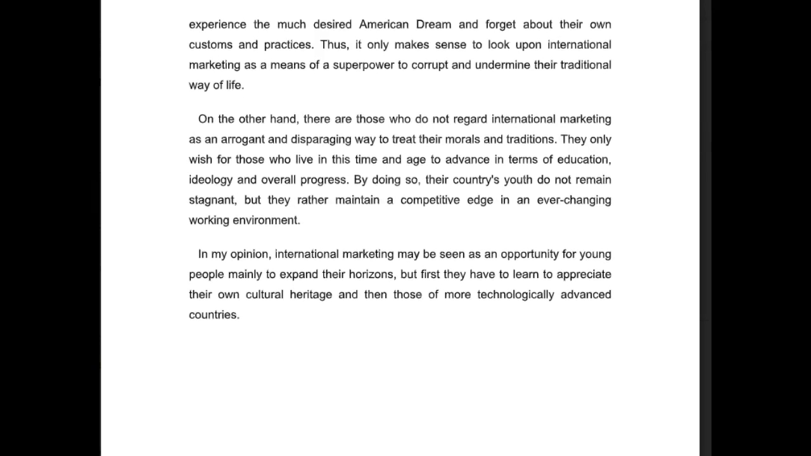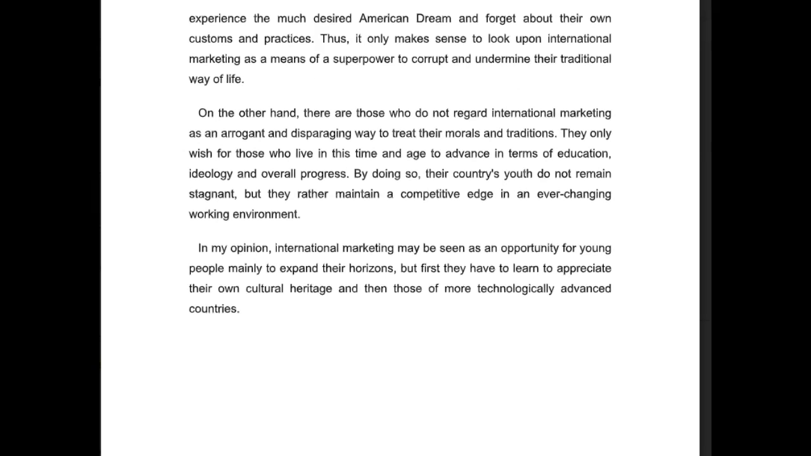Now let's look at the next paragraph. On the other hand, there are those who do not regard international marketing as an arrogant and disparaging way to treat their morals and traditions. They only wish for those who live in this time and age to advance in terms of education, ideology, and overall progress. All right, explain to me how. Give me an example. Make it tangible. Let's not talk so theoretically, and let's actually give real live examples, okay?